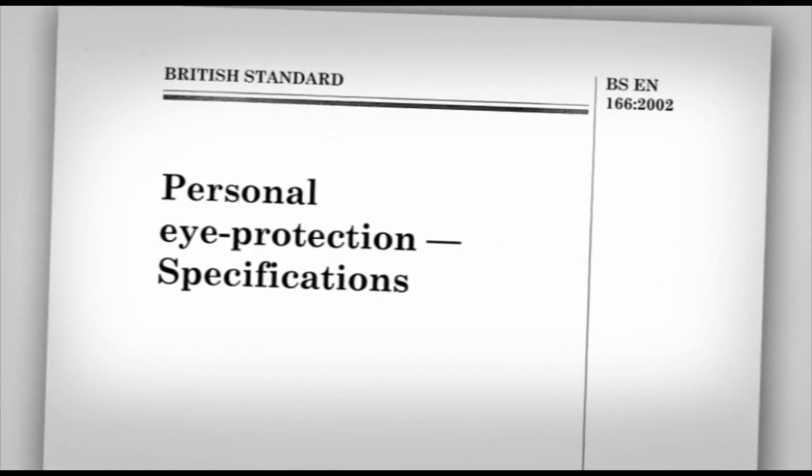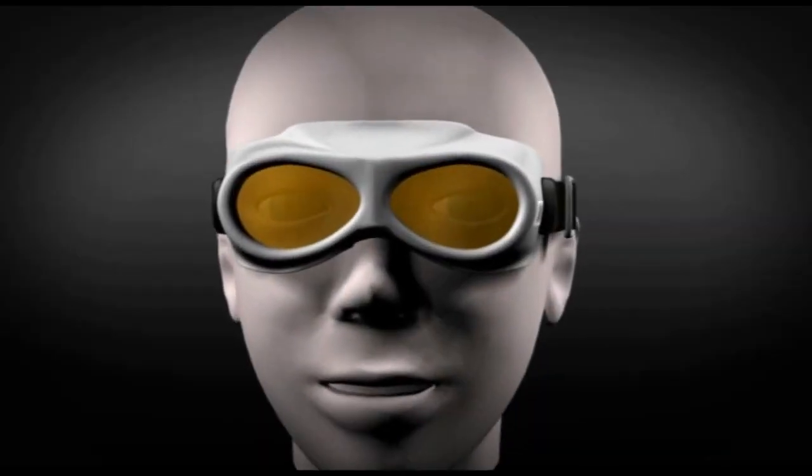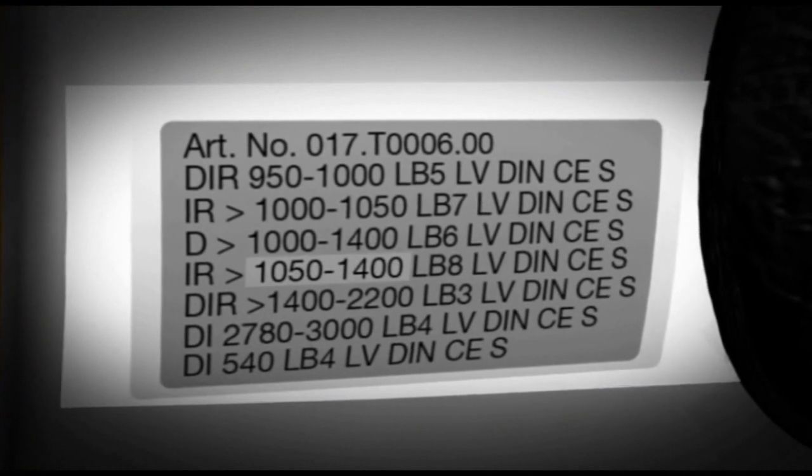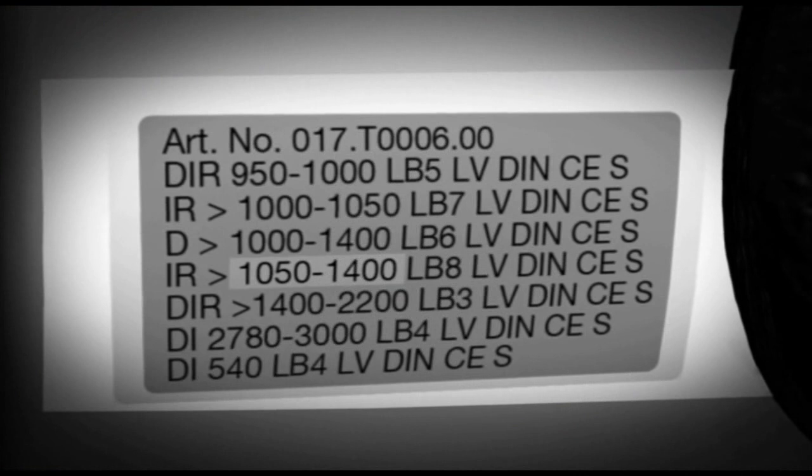The codes used for mechanical strength above the basic level described in the EN 207 standard are described in the European Personal Eye Protection Standard. The range of wavelengths the eyewear should protect you from is indicated here. In this case, 1050 to 1400 nanometers.